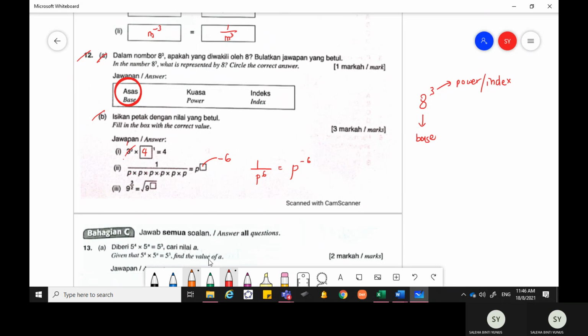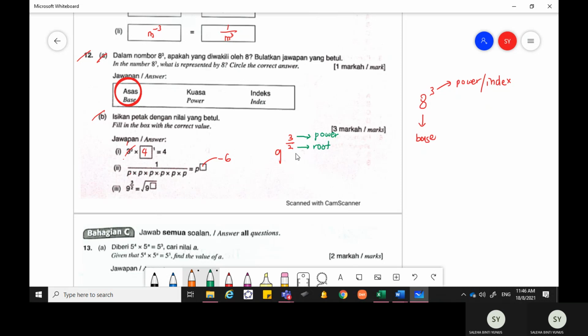Okay, next this one. Okay, if we have 9 to the power of 3 over 2. So if we have fraction, okay, di bahagian atas ni numerator is your power. Okay, bahagian bawah ni adalah root. Power root. Ingat, power root. Okay, power root. Atas power, bawah root.